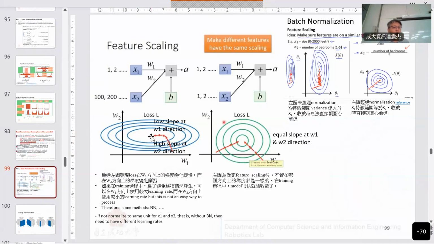Your goal is here, your local minimum is here. The initial position is here, so it goes along the bigger slope and then along the slow slope. This is not good. That's why we need to do the data normalization, the unit normalization, because we want the distribution for any parameters to be the same unit. Then gradient descent will easily go along one direction and reach the global minimum.